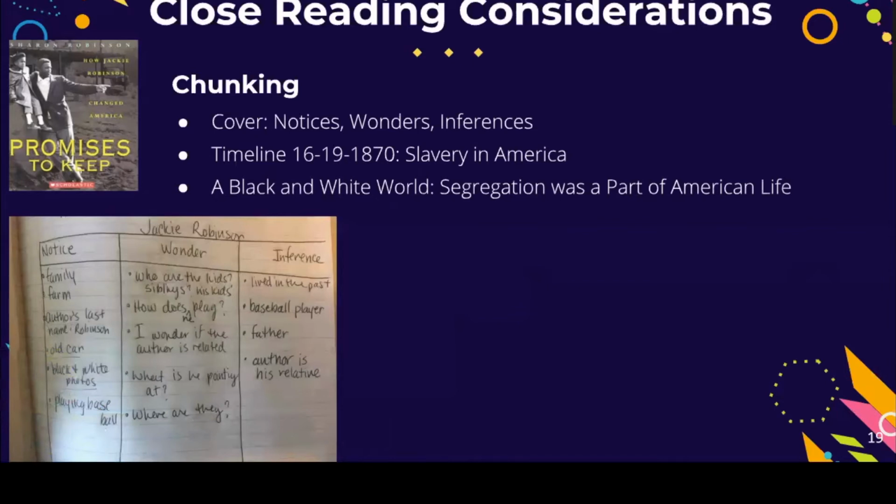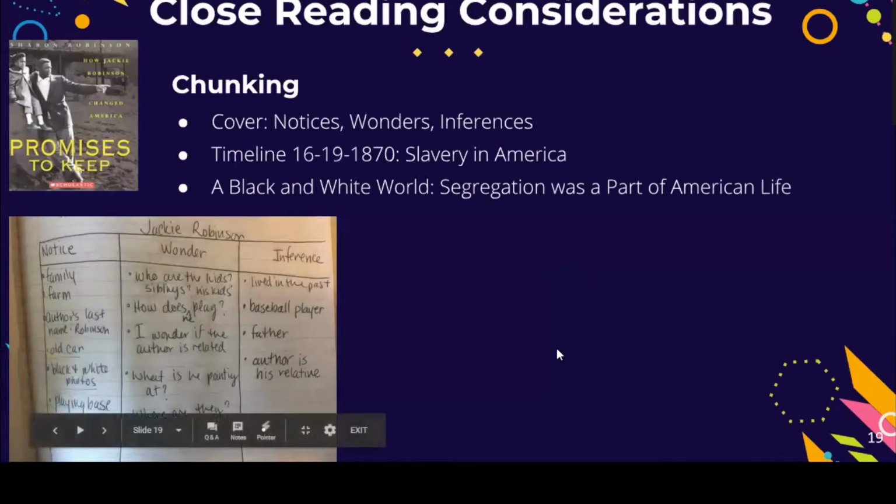So they wondered who the children were. They wondered how he played. They wondered if the author was related, and they wondered what he was pointing at or what was the significance of him pointing, and they wondered where they were. And they made a few inferences. They inferred from the black and white photos and the old car that he lived in the past, but not the long ago past, that he was a baseball player, a father. Because the book was about him, they also made an inference that he was famous and that the author was his relative, and a few of them had peeked ahead, so they knew it was actually written by his daughter.